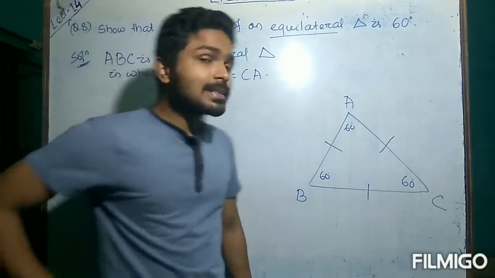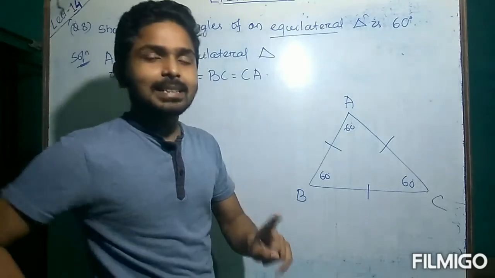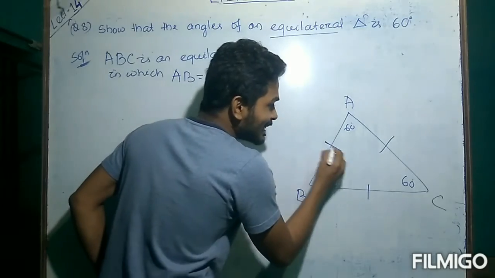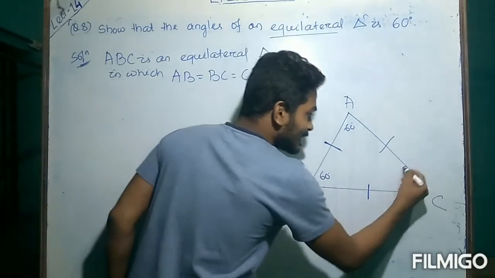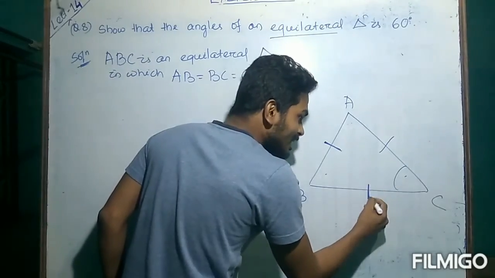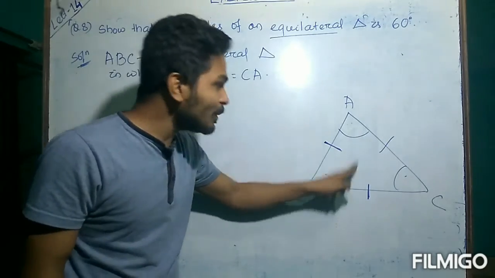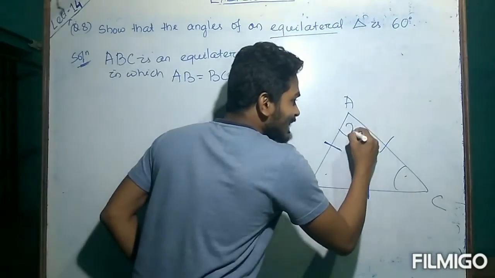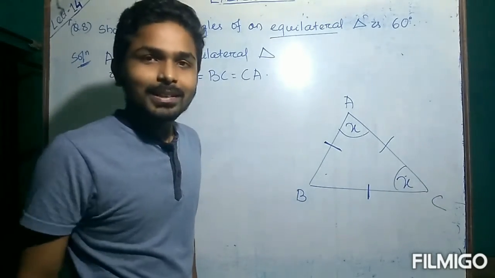Okay, according to theorem 7.2, we know the angles opposite to the equal sides are equal. Angles opposite to the equal sides are equal. Since this side and this side are equal, then what is the opposite angle of this side? This angle. Yes or no? Yes. And what is the opposite angle of this side? This angle. Since this side and this side are equal, then can we write this angle and this angle are equal? Yes, we can write. Understood? So, if we take this angle is x, and what is the value of this angle? It is also x. Are you clear?